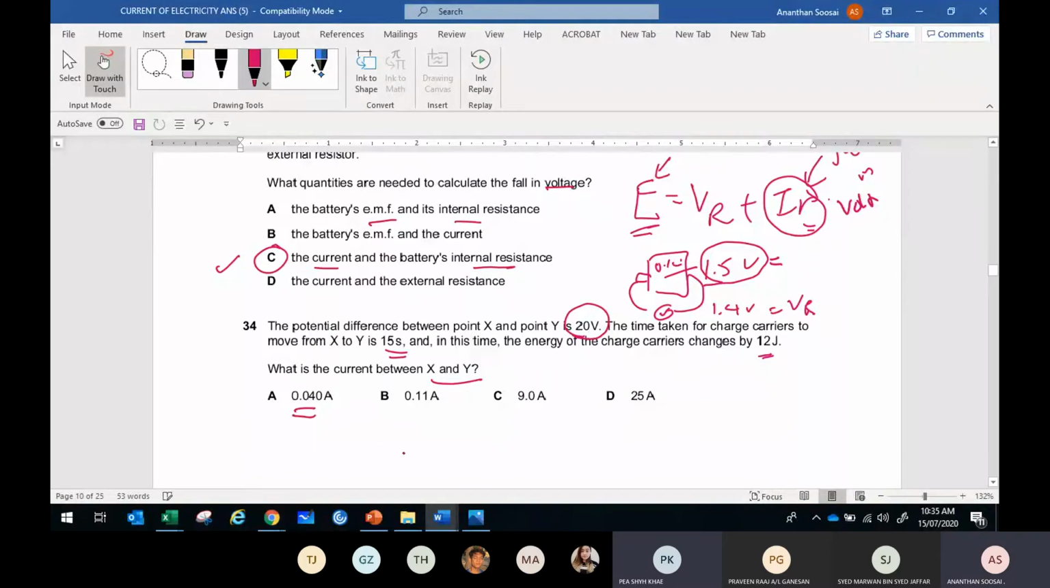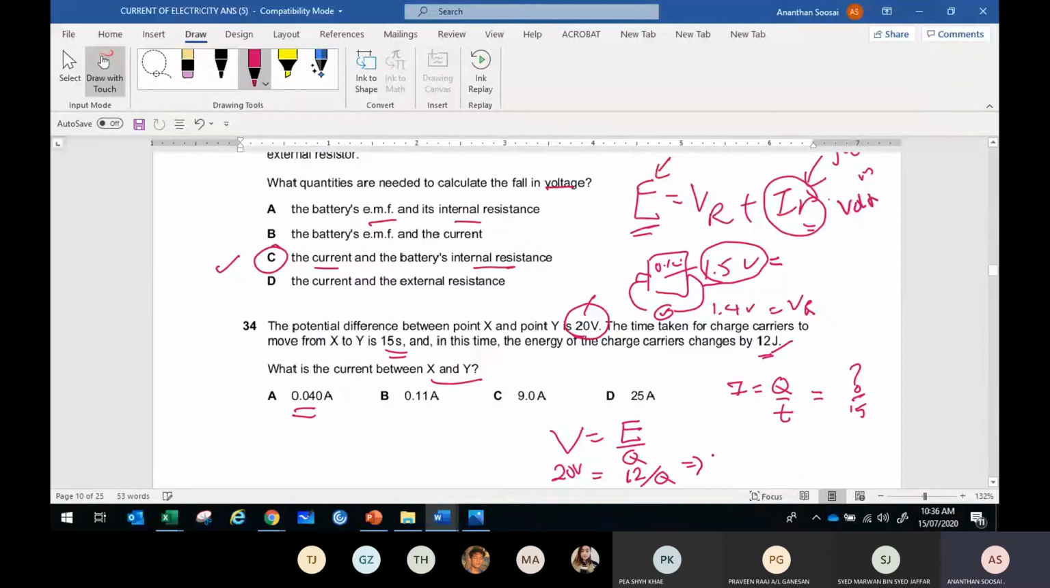A, okay, let's see. Did all of you get 0.04 ampere? How do you calculate? Because current is what? Current is rate of flow of charge. So time is 15 seconds. We need to know the charge. To get the charge, you know the voltage, you know the energy. So we use the voltage formula. Voltage is the amount of energy transferred per unit charge. The voltage supplied was 20 volt, and the energy we know is 12 joule that has been transferred. So we know how much charge has been moved.